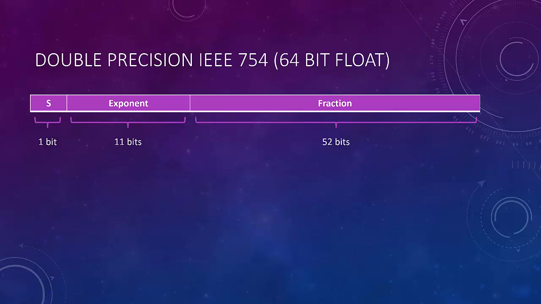So I hope that's been helpful. Key of these is obviously to practice.